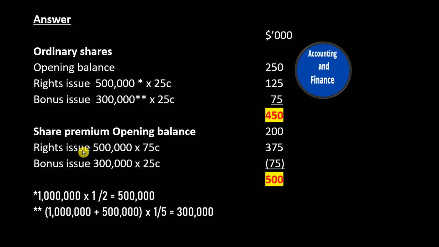Rights issue, 500,000 times 75 cents, 375. Bonus issue, 300,000 times 25 cents, 75. Total, 500. 1 million times half equals $500,000. 1 million plus 500,000 times 1/5 equals 300,000.